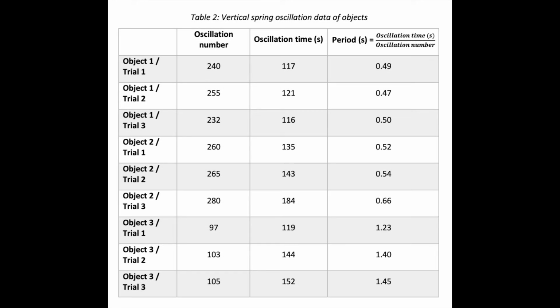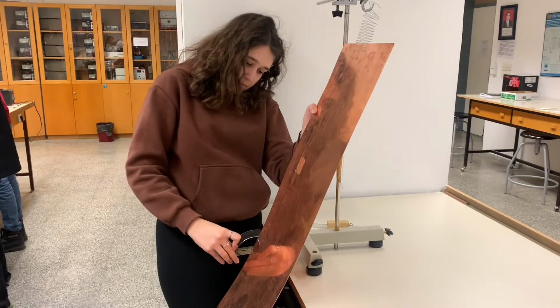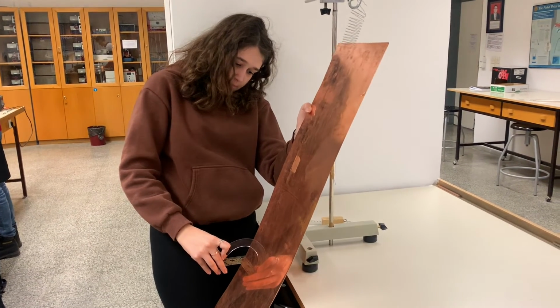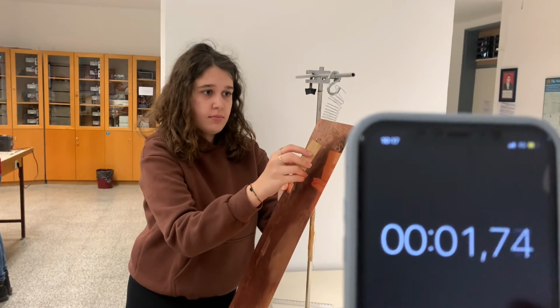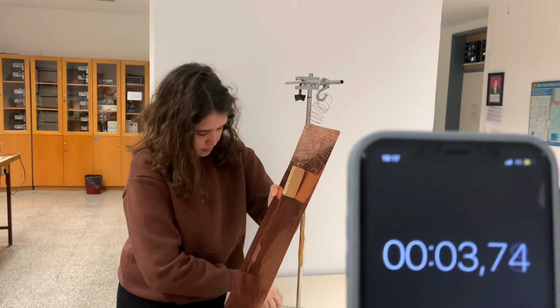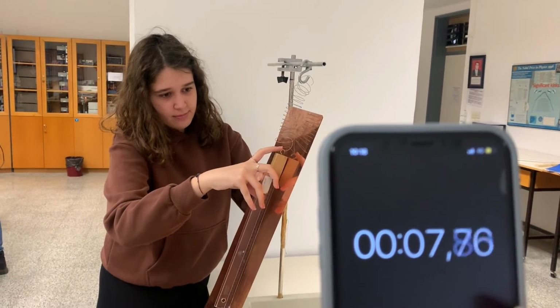All of these experiments are conducted 3 times in order to minimize possible errors. To find the experimental data of periods for all of these trials, oscillation time is divided by oscillation number and noted in the table. For the second part of the experiment, a copper surface is put with an angle of 70 degrees and the same spring is used to oscillate the same objects that are in the first experiment.